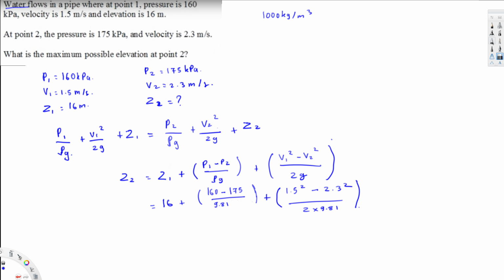So if I calculate this value, this one comes out to 16 minus 1.53, and at the end we are going to get meter for all of this. If you divide this Pascal, you can expand the Pascal as pressure is force over area, so Newton per meter square, and all will cancel out and you will get meter at the end. So this is going to be 16 minus 1.53 meter minus 0.155, and if you calculate this one it comes out to be 14.3 meter, and that is the maximum possible elevation at point 2, and that's the final answer.